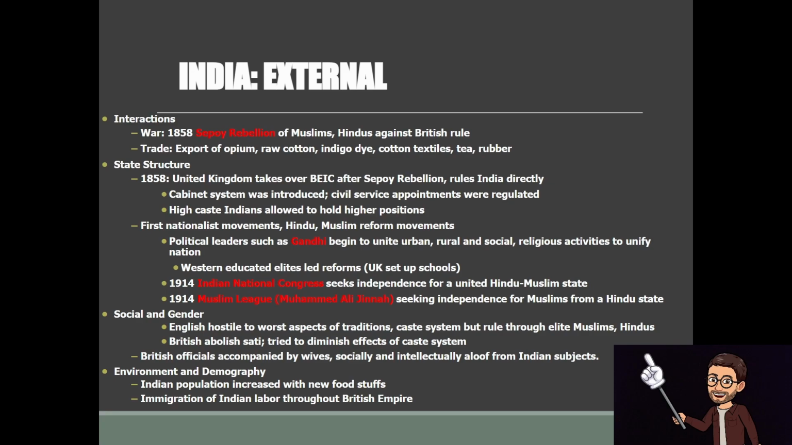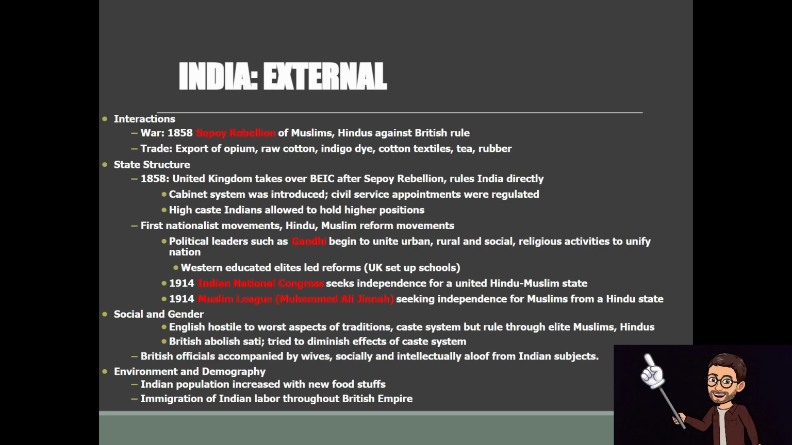Political leaders such as Gandhi began to unite urban, rural, and social structures. They have religious activities to unify the nation. They have Western-educated elites who lead to reforms. Right? They set up schools and things, and this directly leads to the first Indian National Congress, which seeks independence for a united Hindu-Muslim state. But at the same time, they're arguing with each other internally, with the Muslim League, created by Muhammad Ali Jinnah, seeking independence for Muslims from a Hindu state. So the Indian National Congress wants a united Hindu-Muslim state, and the Muslim League wants just a Muslim state.